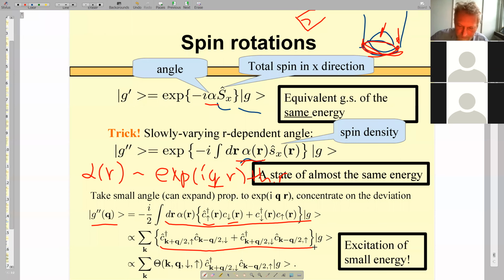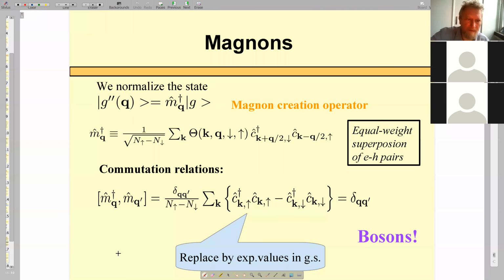So finally, I come to this expression. This is deviation of the wave function, and that corresponds to an excitation at small energy. Let me look closer at this expression, and let me make a connection to what we know already.